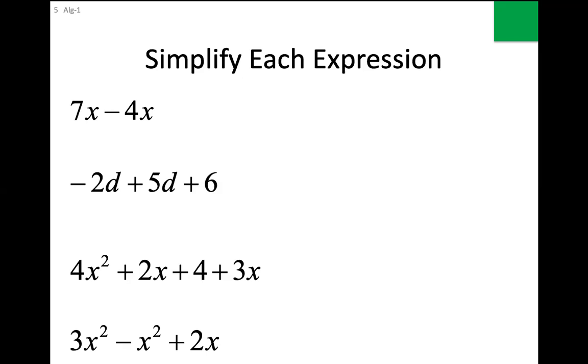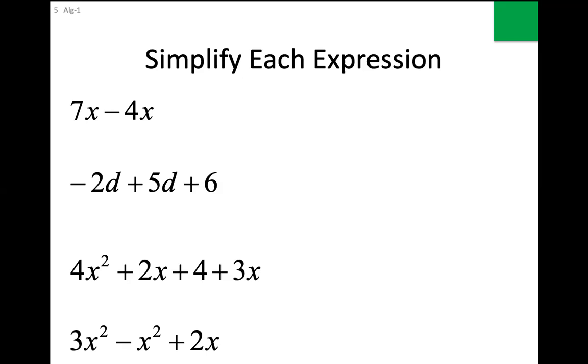I don't get it with the squaring. What do you mean? What's x squared? So it's a variable multiplied by itself. But remember, we're not doing any evaluation today. We're just combining like terms. All right, Aiden, first one. What's the answer? I got 3x.